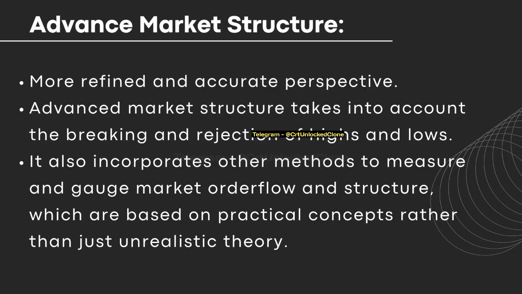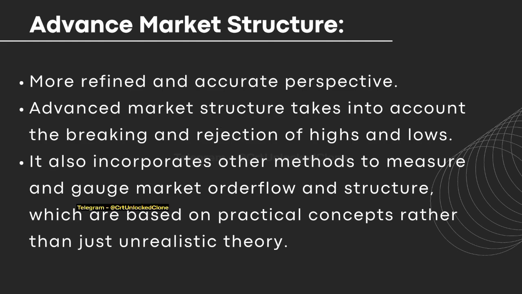This type of market structure provides a more refined and accurate perspective of price and how you're going to be approaching it. Advanced market structure considers the breaking and the rejecting of highs and lows. Now we're going to discuss what each of them means in just a minute, but that's what it's specifically based around: breaking of highs and lows, and the rejection of highs and lows.